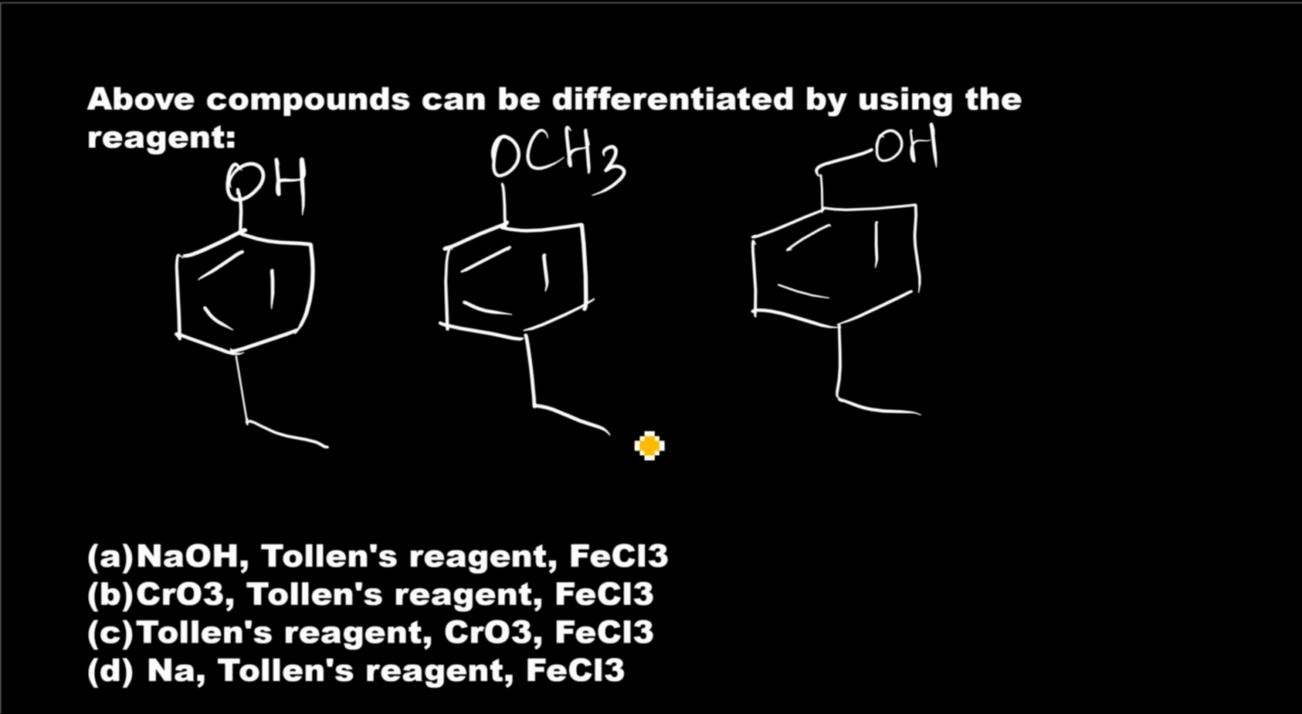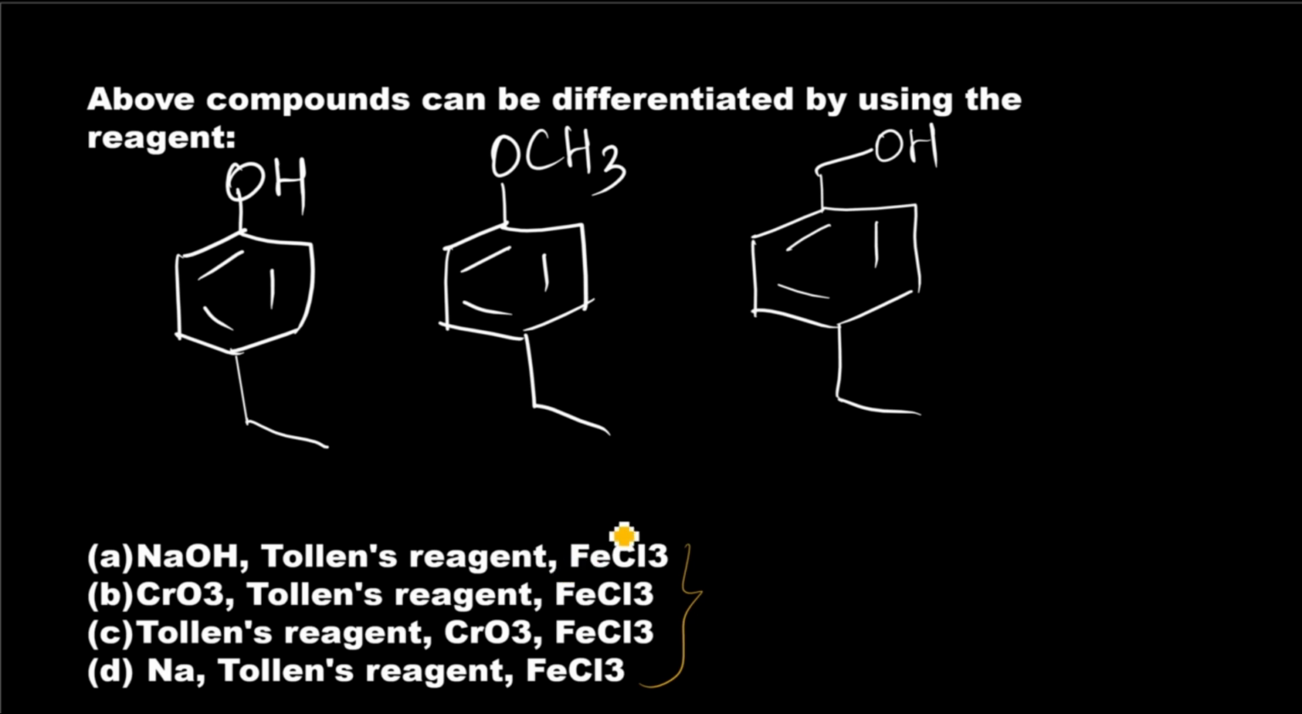The above compounds can be differentiated by using which reagent? Here I have a phenol kind of compound, then OCH3 and OH. The options are NaOH, Tollens reagent and FeCl3. FeCl3 works for phenol, it will give you purple. It is there in all four options. Our only concern is whether Tollens reagent should come first or second. We should find the order also, right?